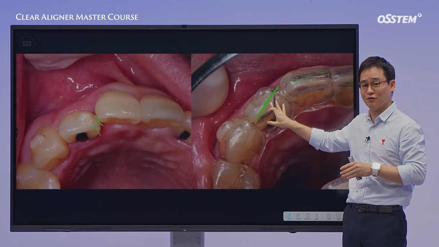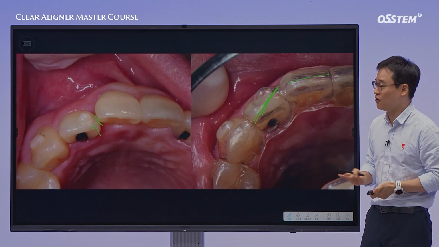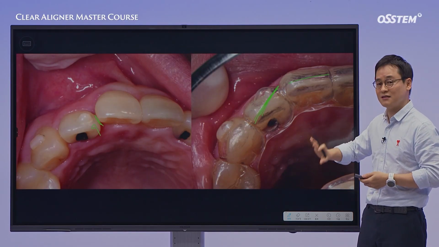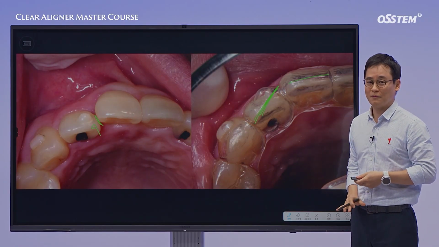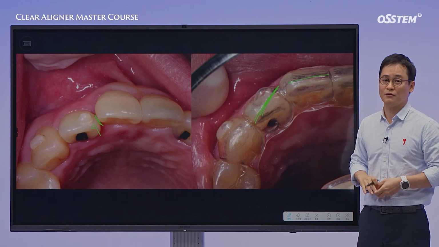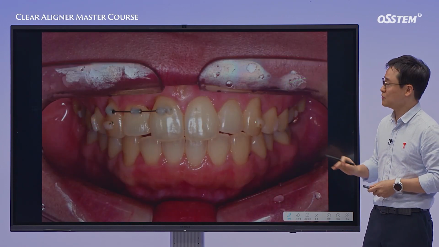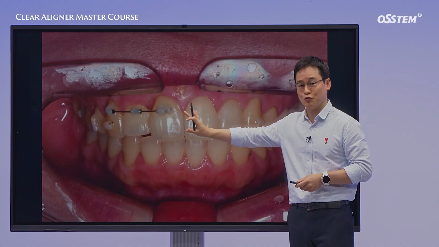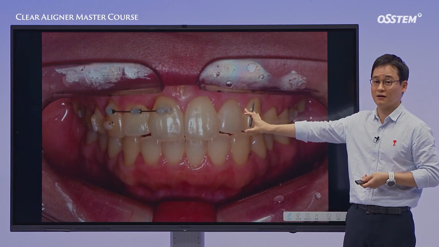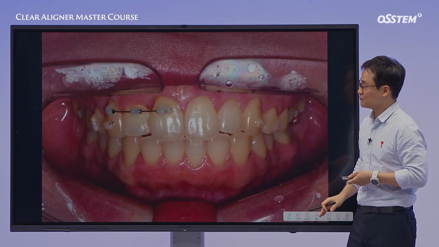In some cases, the tooth may intrude unintentionally, creating a negative cycle. So before repeating the issue caused by the same type of aligners, we should resolve it by using auxiliaries. Using auxiliaries like this, we can fix it within a month.